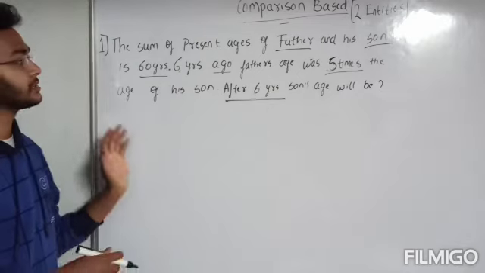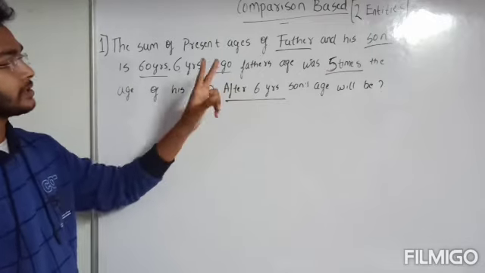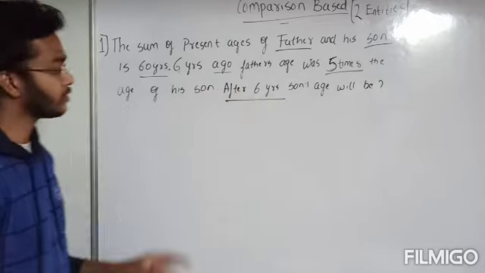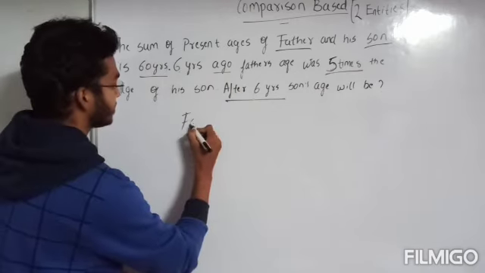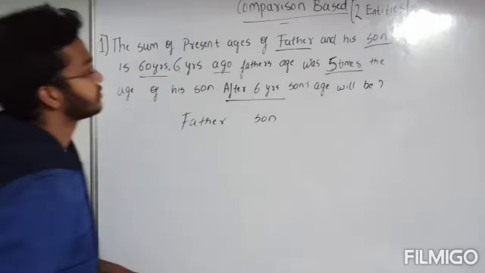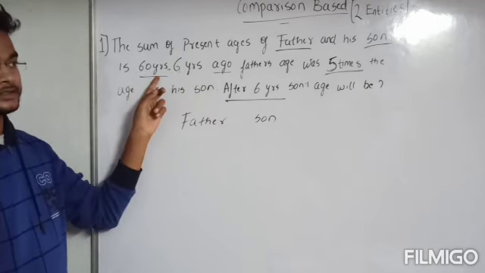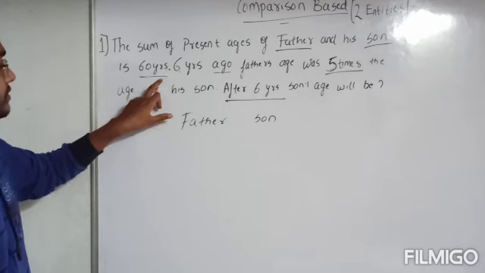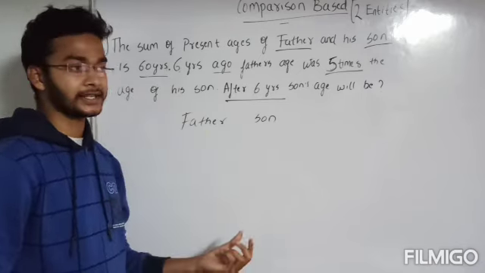Okay. Now let us first try to analyze the question. Here the two entities compared are father and his son. So let us write those two entities in separate columns: father and his son. They have given that the sum of their ages will be 60 years. We'll go according to the question. Sum of their ages is 60 years, so let us assume the son's age to be x.